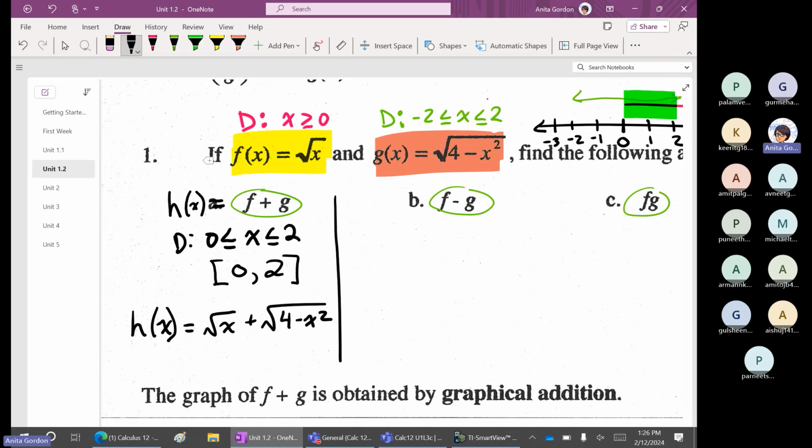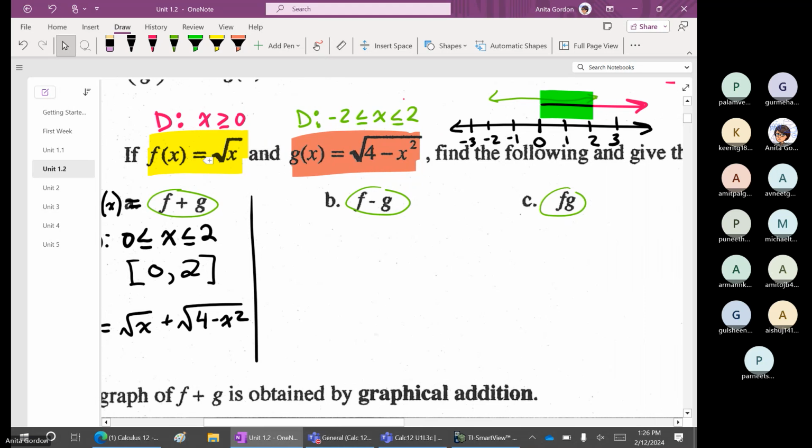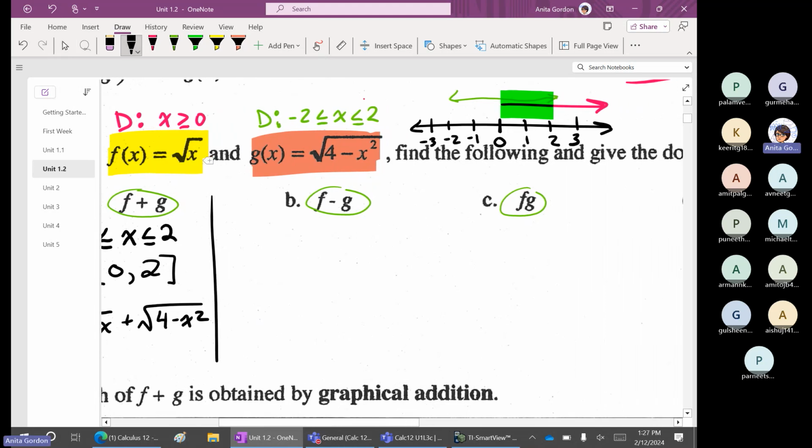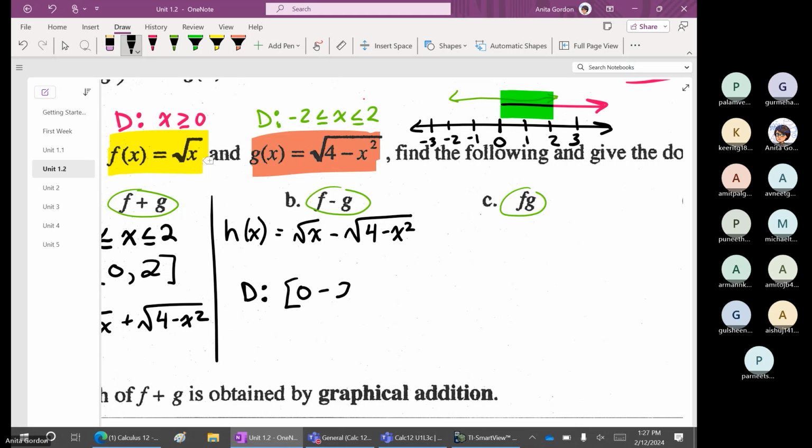Okay, so let's look at B. My new function h of x is going to be square root x, because that's my f, minus, what is it, 4 minus x squared. What's my domain? It's the same, yeah. Oops, sorry. That was supposed to be a comma. Okay, that's straightforward.